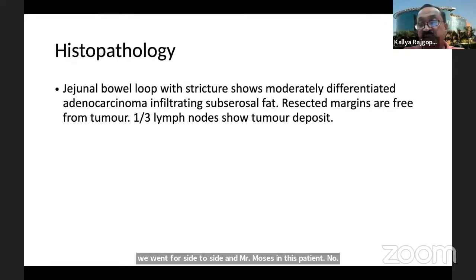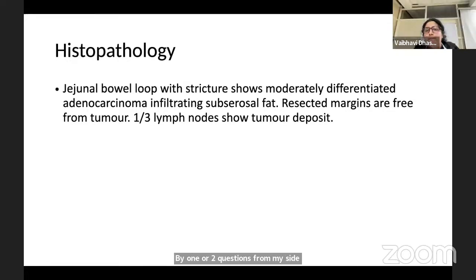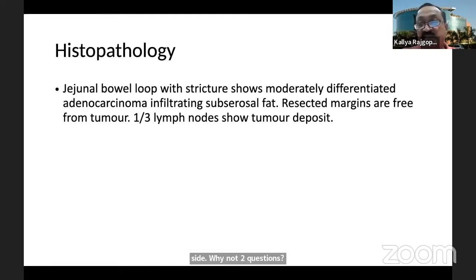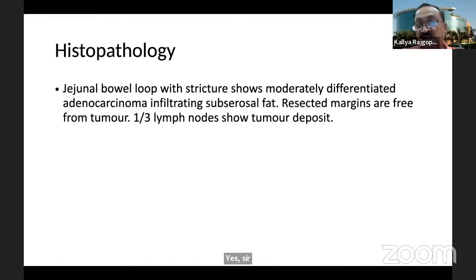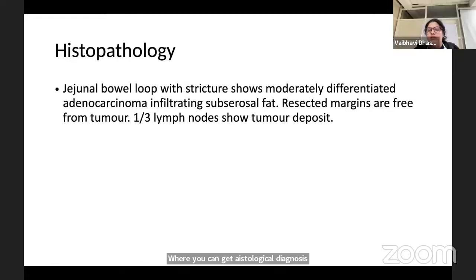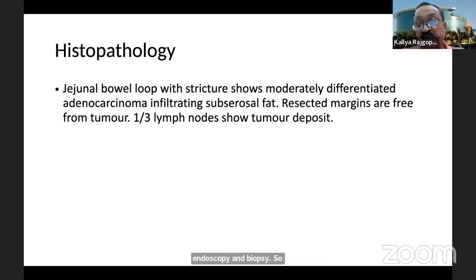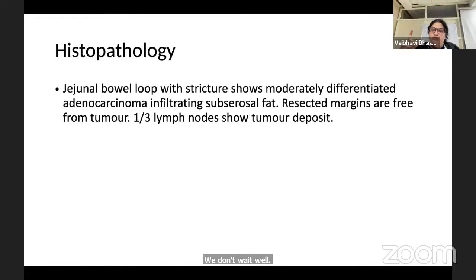Vaibhavi, one or two questions from my side. If this patient were to come with some kind of a subacute obstruction, where you take an X-ray and find dilatation of the proximal jejunum, any other investigation you can do? I said subacute, the patient is stable, where you can get a histological diagnosis. Sir, we can do an endoscopy and biopsy. Where? What endoscopy? Sir, double balloon endoscopy.